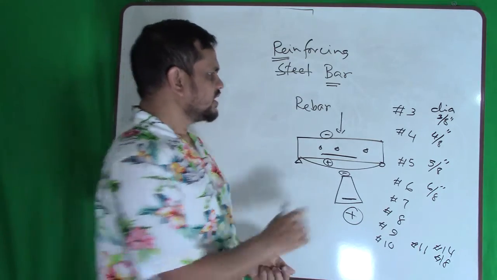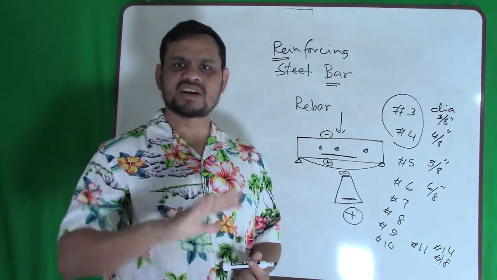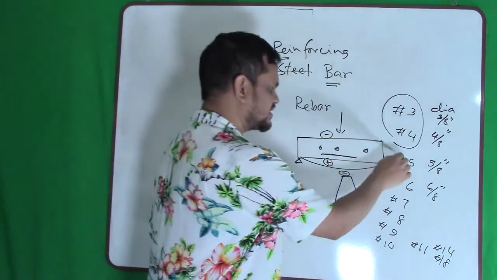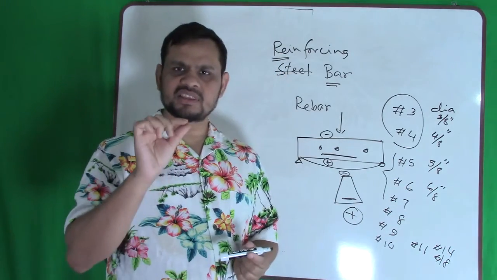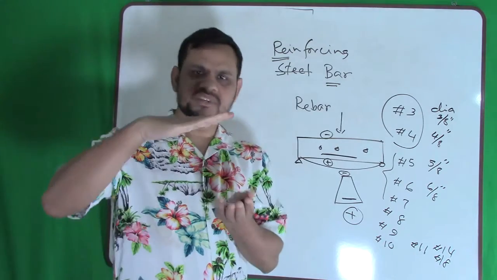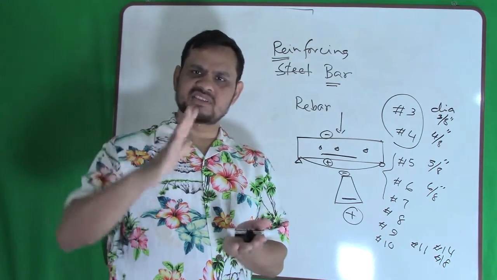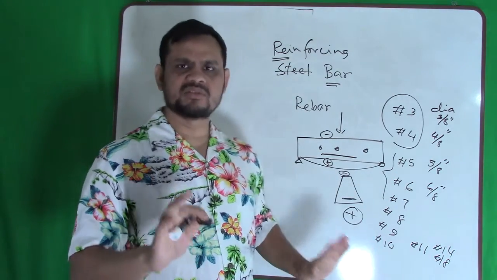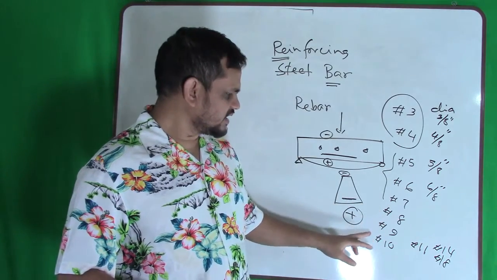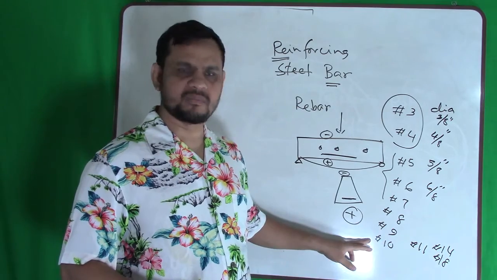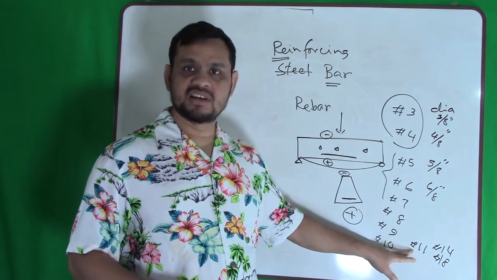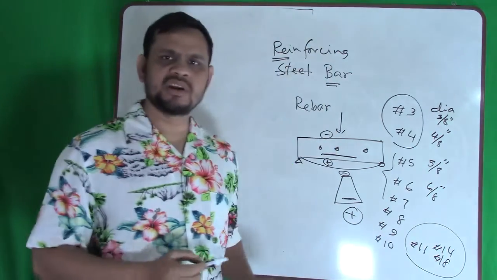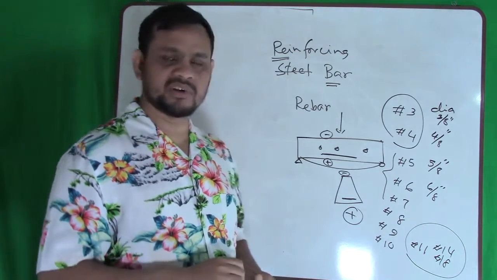Okay, something else. 3 and 4 we mainly use for tie and stirrup, binding the main reinforcement. 5, 6, 7 are very thin, very good for concrete slab, because a slab is typically 4 inch, 5 inch, 6 inch, 7 inch thick. So 5, 6, 7 works good for slab. 8, 9, 10 are good for beam and column. 11 becomes a little thicker, so very difficult to bend. So we typically do not want to use 11, 14 or 18 because they are so thick.